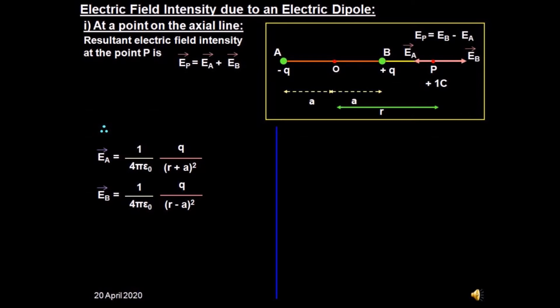EB's magnitude we can find by kQ upon distance square formula. So 1 upon 4 pi epsilon 0 Q upon distance. Now the distance between B and P, that means charge and point, is R minus A. So R minus A whole square. So this way we have found EA and EB magnitude and direction.